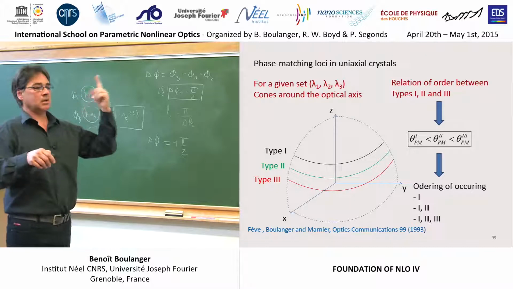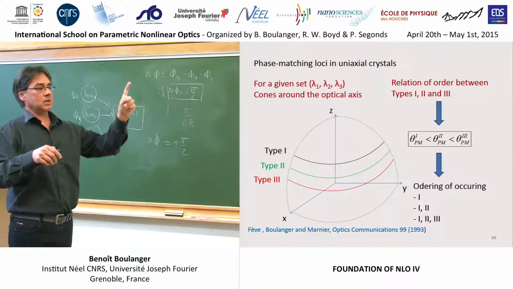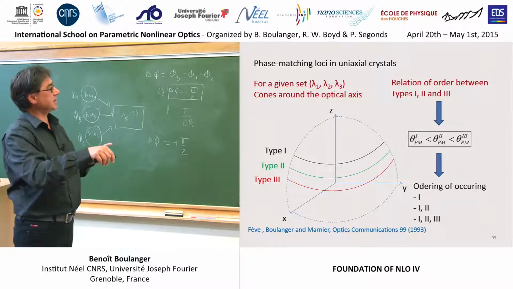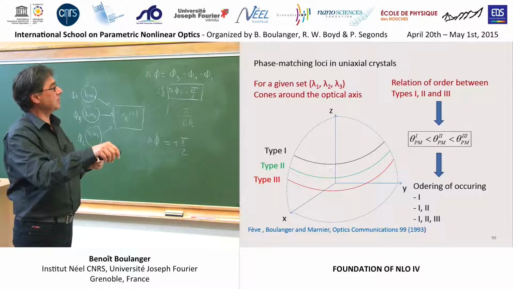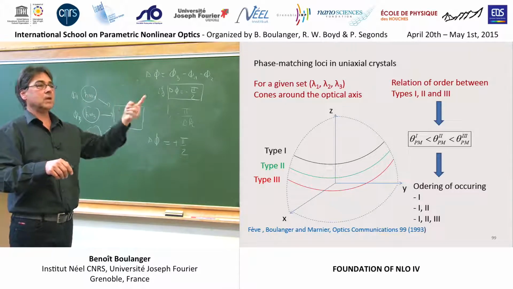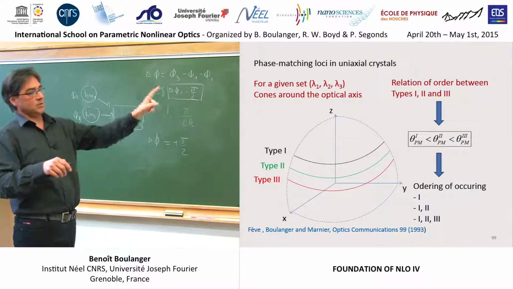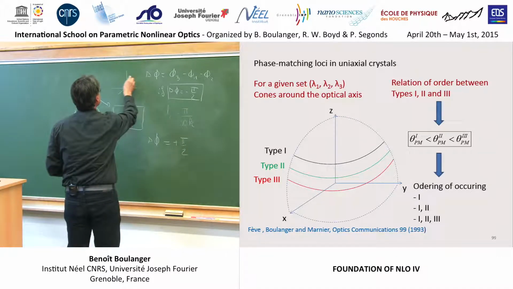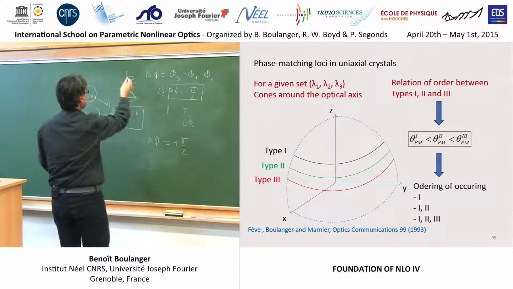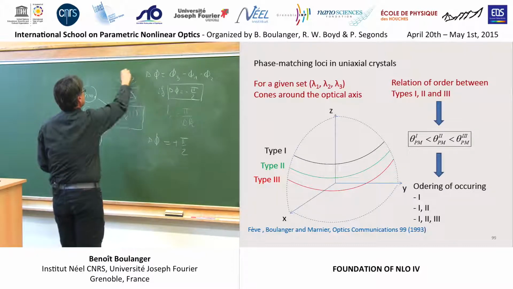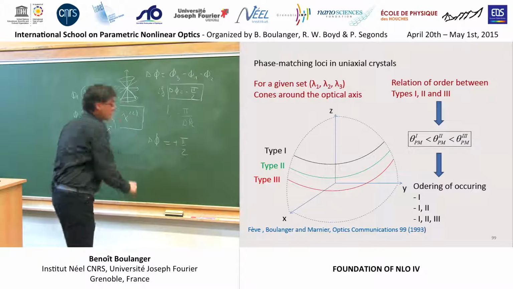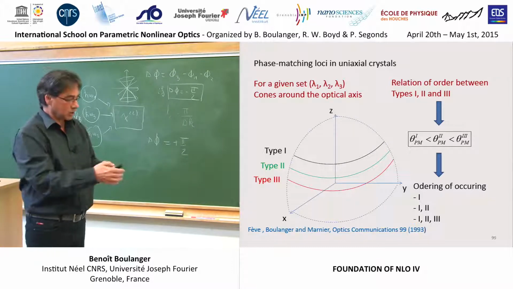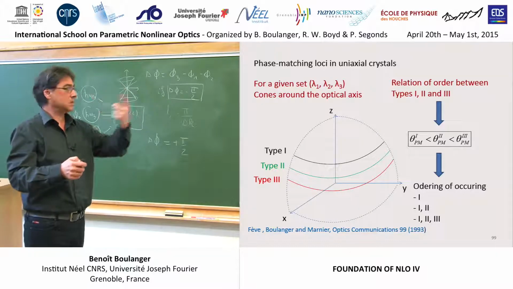So in uniaxial crystals, the phase matching directions describe a cone around the optical axis OZ. It means that you have an infinity of directions fulfilling the phase matching relation. And so it's a cone, so you have something like this. So you have an infinity of directions here for which you have phase matching. And so you have, when it exists, because sometimes you have no phase matching conditions, but when it exists, it is described by a cone.